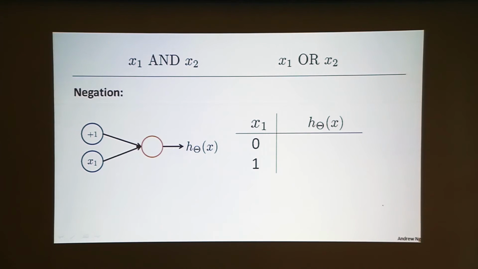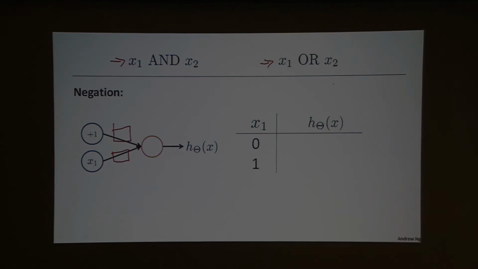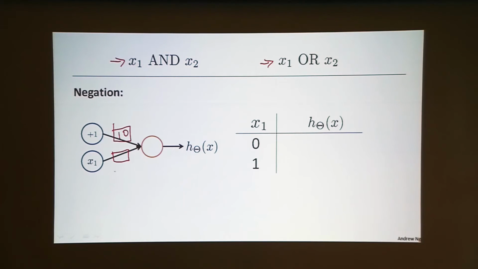So we talked about how to get a network to compute x1 and x2, and to compute x1 or x2. Why don't you do an example? So this is the next question on the handout. Can you choose weights, choose 2 weight values, one for that parameter, one for that parameter, so that this computes the negation function? All right, so here's what I had. This is what I had. It's 10 on top and minus 20 at the bottom.